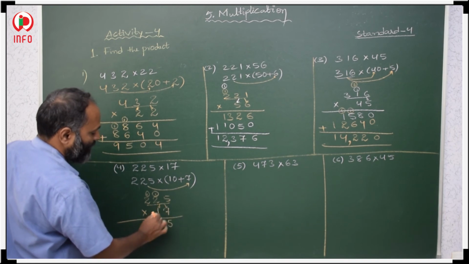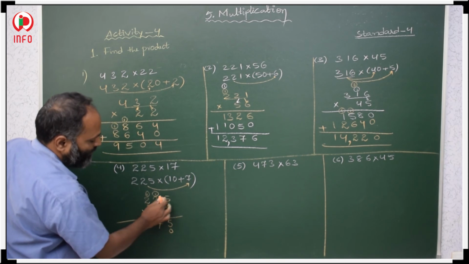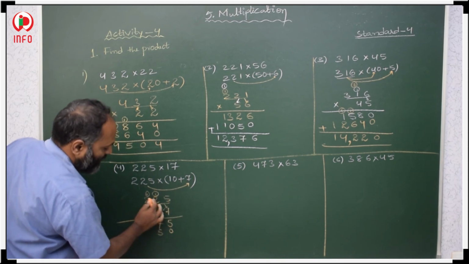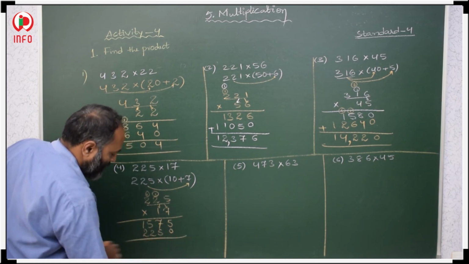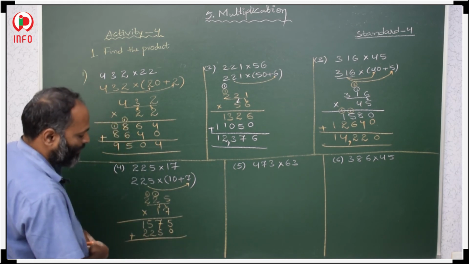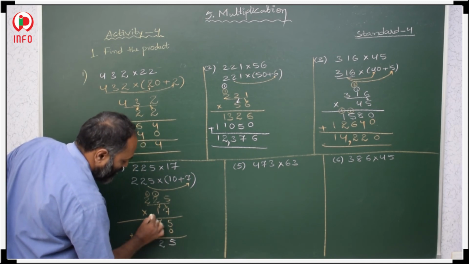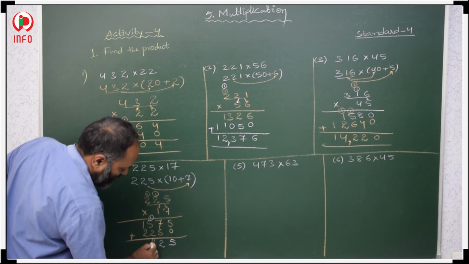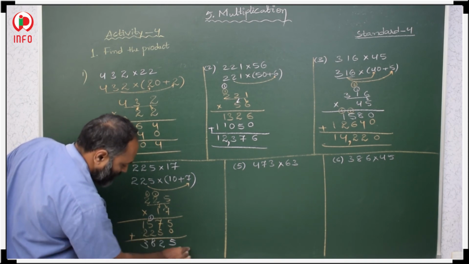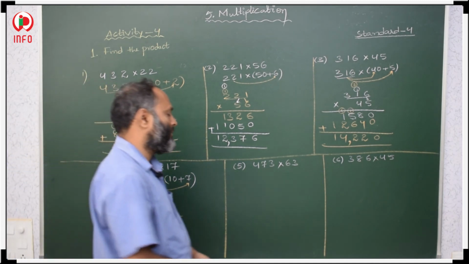225 with 1. 1 means here 0 is there. First you take a 0, then 1 with 5 is 5, 1 with 2 is 2, 1 with 2 is 2. Now you add. 5 plus 0, 5, 7 plus 5, 12, carry over. 5 plus 1, 6, plus 2, 8, 2 plus 1, 3. 3,825.